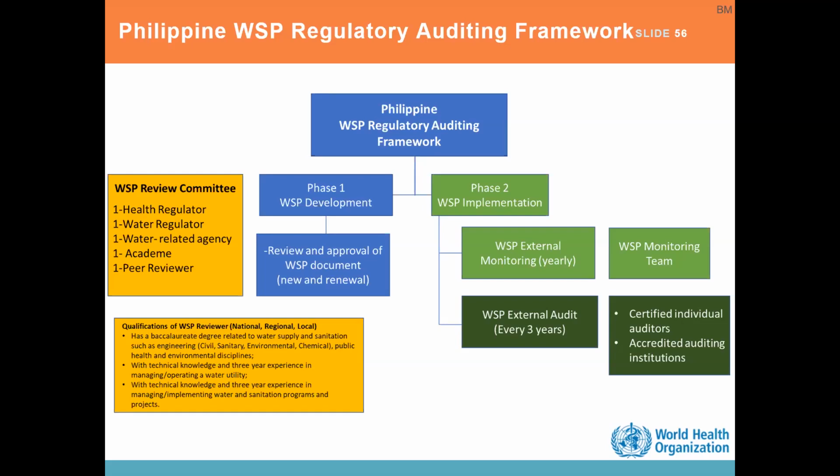With regards to who will review the Water Safety Plan, note that we are using the word review and not audit for the WSP document. For the WSP Review Committee, we identified 5 members, and these are the following. One coming from the health department, or could be a health regulator. Second is coming from the water regulator. Third is coming from a water-related agency. One from the academe, and one as a peer reviewer. It could be another water supply provider.